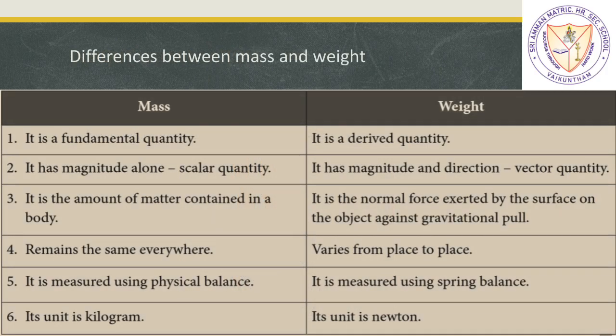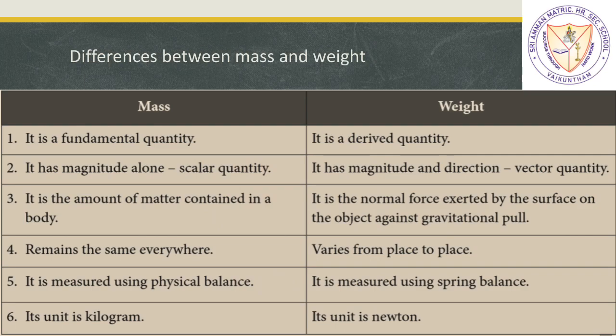So what are the differences between mass and weight? Mass, as we know, is a fundamental quantity, a basic quantity. But weight is a kind of force. Force is a derived quantity, so weight is also a derived quantity. Mass has got magnitude, right? We can say it in terms of numbers, like 10 kg mass, 12 kgs of mass. Magnitude means the numeric value given to the physical quantity.